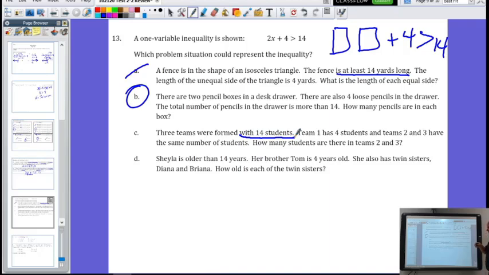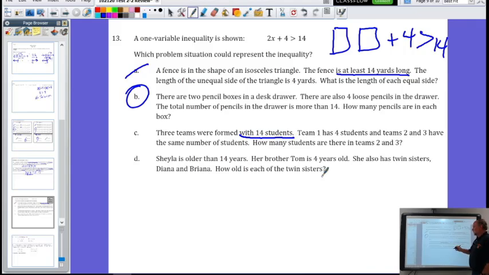Okay, so Sheila is older than 14 years old. Her brother Tom is 4 years old, and her twin sisters are that and that. Okay, they're the same. How old is each of the twin sisters? So this one is talking about how old the twin sisters are and not about Sheila or anything like that. So this one's just kind of crazy.